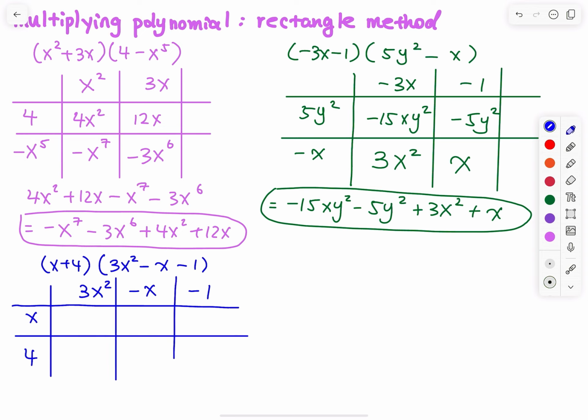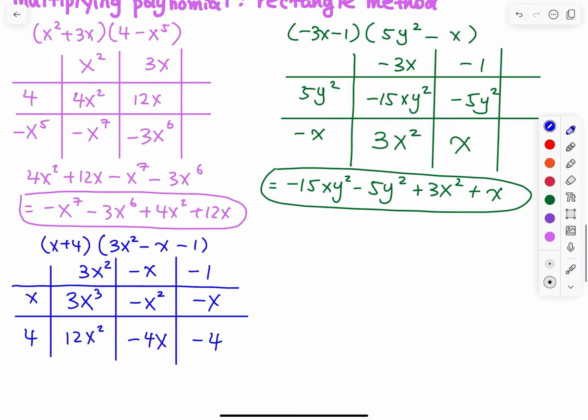We got that. And then 3x squared times x is 3x to the third, negative x times x is negative x squared, negative 1 times x is negative x. 3x squared times 4 is 12x squared, negative x times 4 is negative 4x, negative 1 times 4 is negative 4. You can combine some like terms in here, to be honest. Like this is a second degree, and then we have a first degree. You can just combine the like terms like this, so you can save a line.